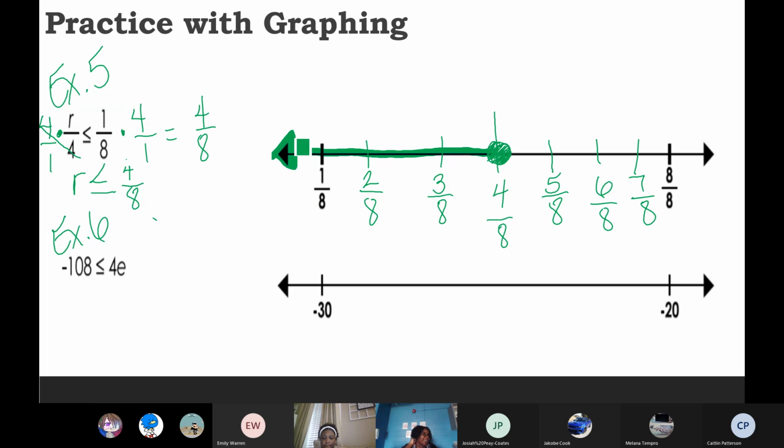Now, please take some time to do example 6 on your own. You're going to have 5 minutes, and I'm going to call on a non-volunteer after 5 minutes. Please get to work.